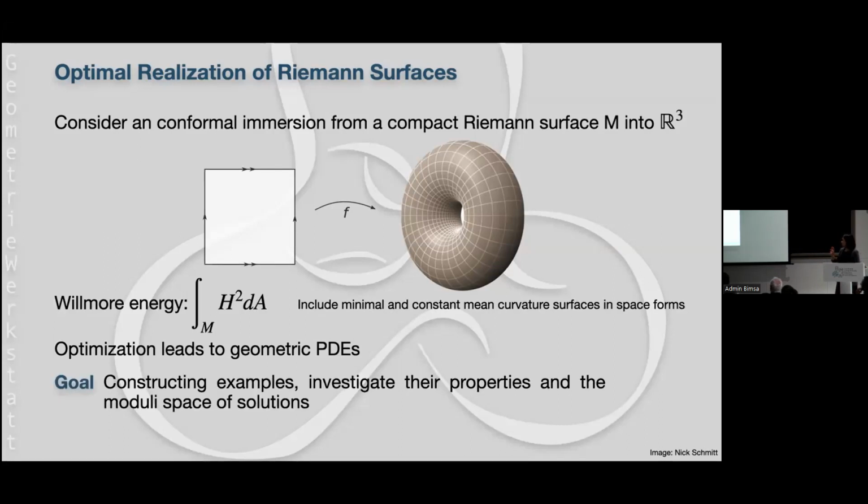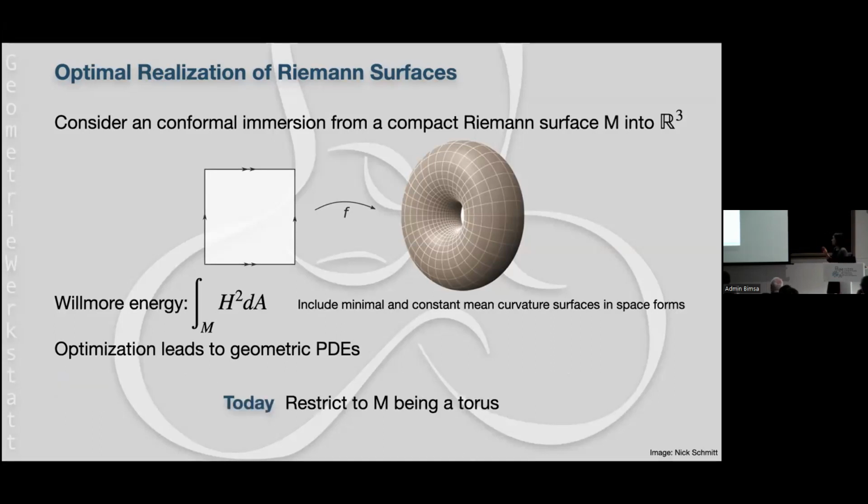So the goal of my research in general is to construct examples, investigate their properties, and if I know enough, I would like to investigate the moduli space of all solutions. Today, I will restrict to N being a torus only, and Sebastian will do the higher genus case. And you will see the mathematics is very, very different, although the questions are kind of the same.